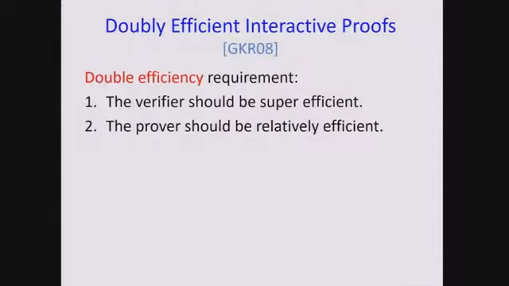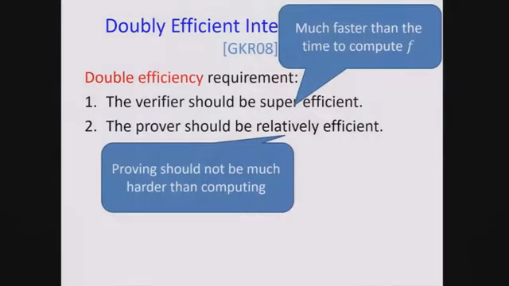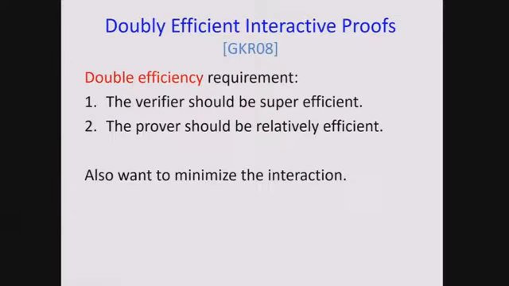Okay? And this brings us to the notion of a doubly efficient interactive proof. The study of which was initiated by Goldwasser, Kalai, and Guy Rothblum. And the idea, as I said, is the following. We want a double efficiency requirement. On one hand, verification that indeed y is equal to f of x should be extremely efficient. In particular, much more efficient than the time that it takes to compute f. On the other hand, proving should also be relatively efficient. So not much worse than the time that it takes to compute f. Okay? On top of these two requirements, we also really want to minimize the amount of interaction. So we'd much rather solutions in which the amount of interaction is small to those in which it's large. And of course, there's obvious practical motivation for that.